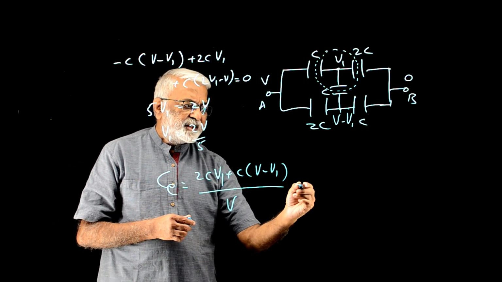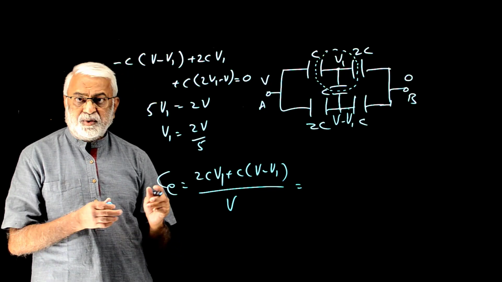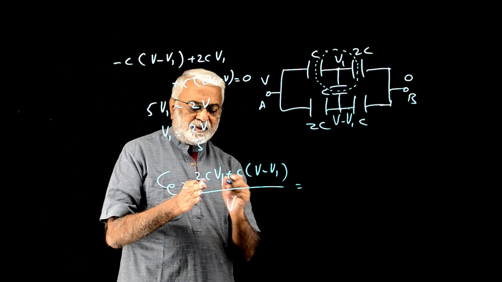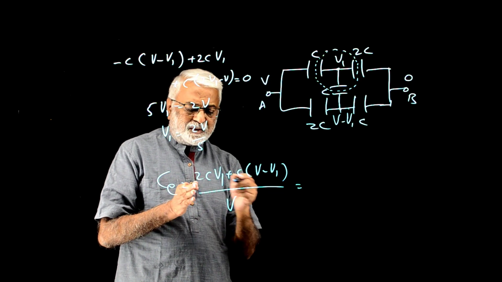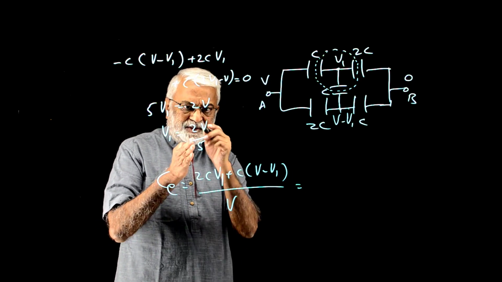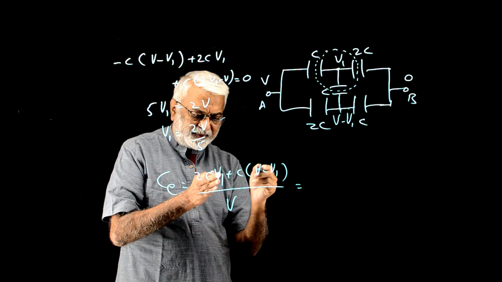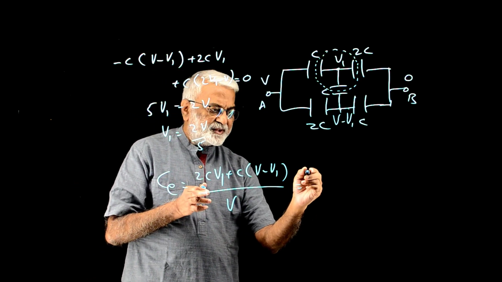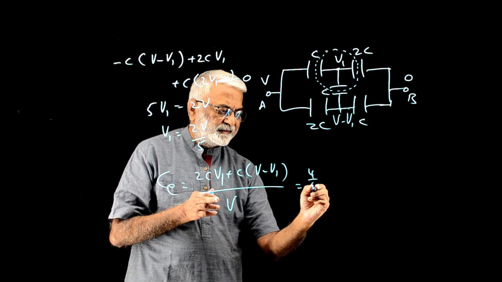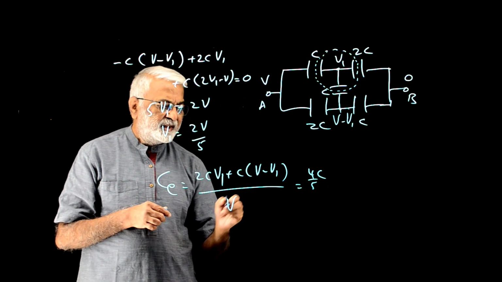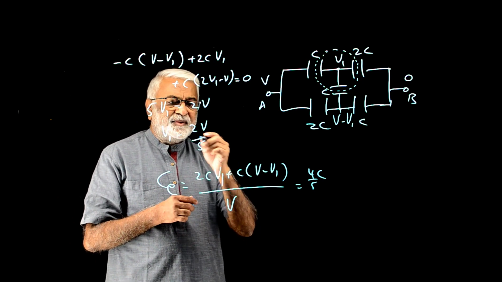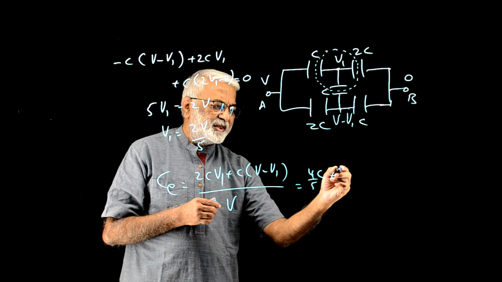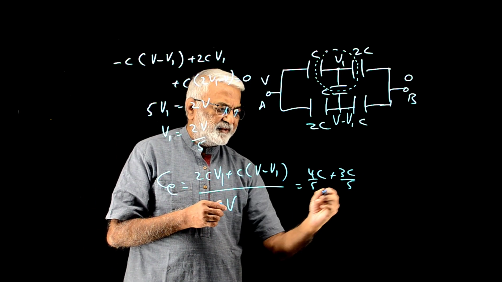Now that you know V1 in terms of V, this is 2V by 5, so V gets cancelled, and we just put the numbers there. When we put V1 in terms of V, V gets cancelled, so we'll put just the number there, 2 by 5, that is 4C by 5. And this is V minus V1, that will be 3V by 5, so V goes away, plus 3C by 5 by V.